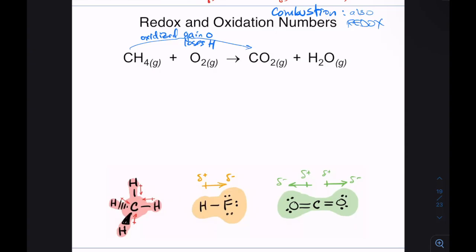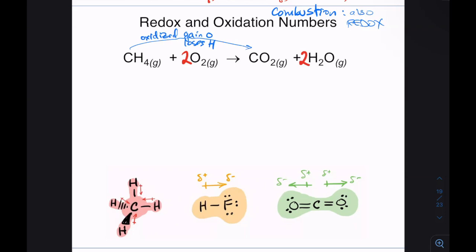Is this balanced? No, this is not balanced. But why don't we balance that first? That's a good point. I should always balance these things first. There's a 2 here, and there's a 2 here. What's being reduced? Yes, oxygen's being reduced. Thank you. Yes, of course.